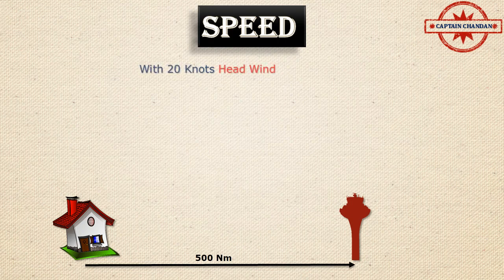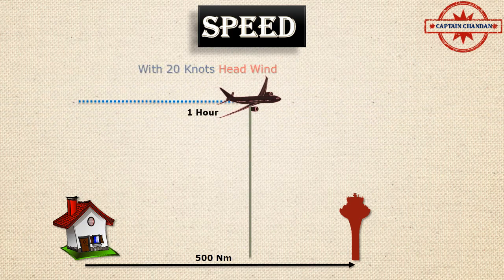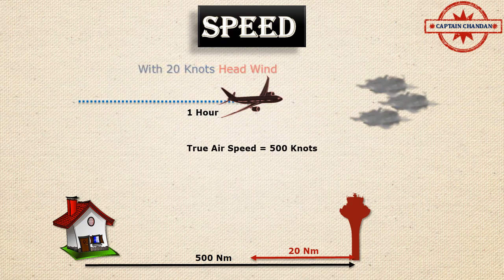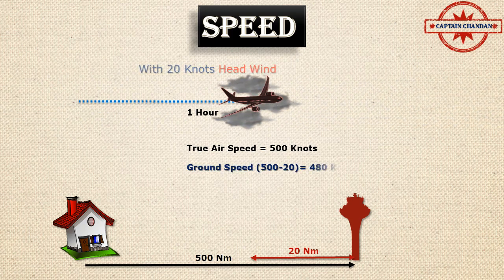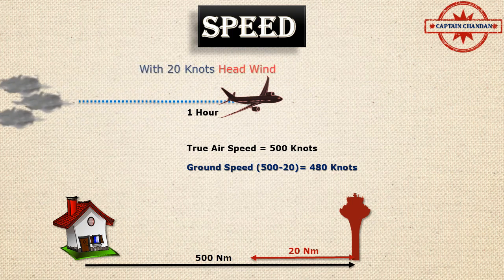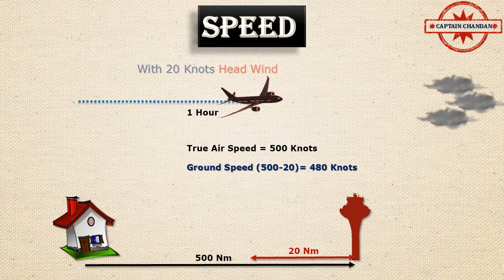Now the case is with a 20 knot headwind. So in 1 hour the aircraft travels less distance due to the headwind. True air speed is 500 knots. So the ground speed will be 500 minus 20, 480 knots. As you can see, with a tailwind ground speed will increase and with a headwind ground speed will decrease.